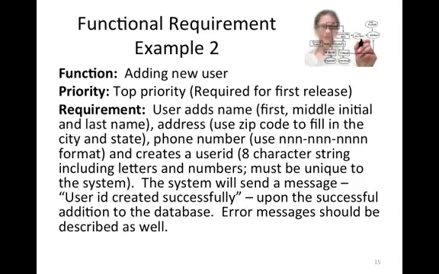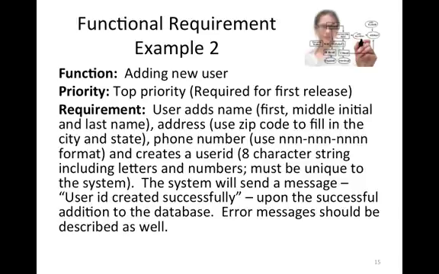Here's an example, function 2. And many of us will have this in our systems that we're developing in class. Adding a new user, top priority. A user adds a name, first, middle initial, last name, address. Uses zip code to fill in the city and state. Phone number, uses NNN, NNN, and NNN format. So I'm describing exactly how this system should work, right? I'm describing that I want the first, middle, and last name are all required, or that are specifically laid out.